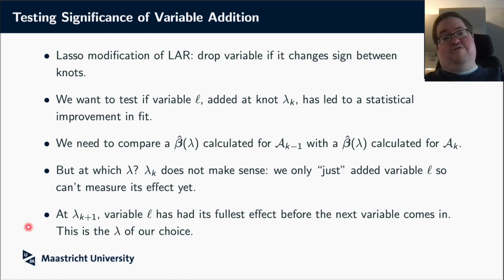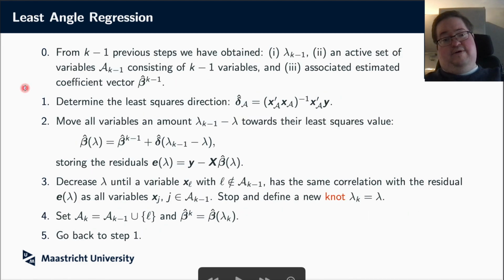Now, if you want to actually get the lasso modification, we need to make a slight change in the least angle regression algorithm, and that is we need to drop variables if they change sign between knots. So if beta hat for any particular variable moves from positive to negative or vice versa, so it crosses 0, then we also stop and we take it out of the active set.